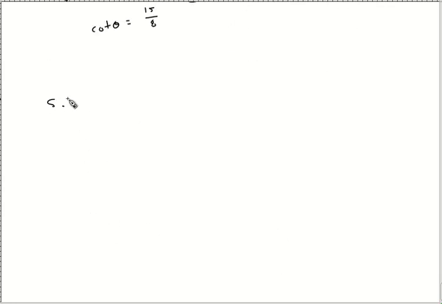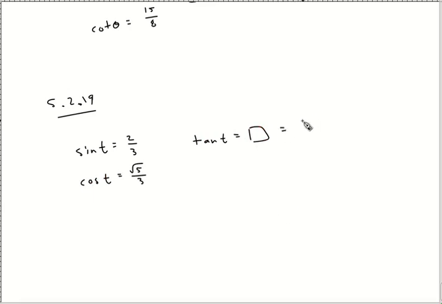Next one, 5.2.19. And so I've got, in this particular problem, sine of t is equal to 2/3. And I've got cosine of t is equal to square root of 5 over 3. And they say find the tangent of t. Now, again, I truly think that it's easier to do sine over cosine as your formula here without having to go crazy on a triangle. Just do this formula. It's so much better. So 2/3 over the square root of 5 all over 3. The 3s are going to cancel. You get 2 over the square root of 5.